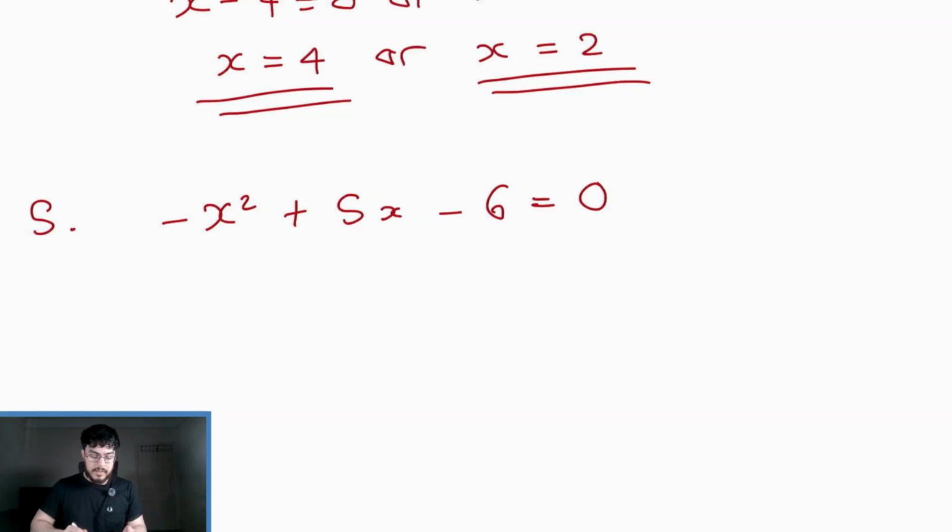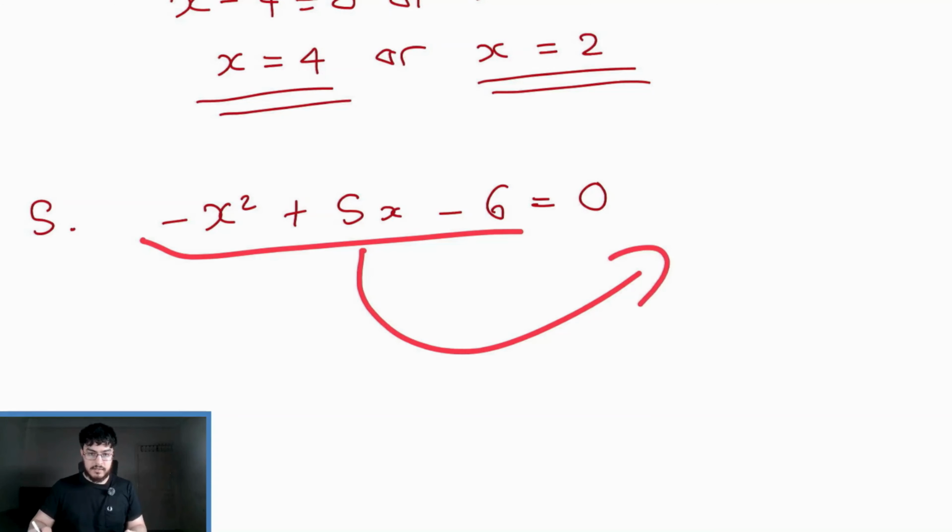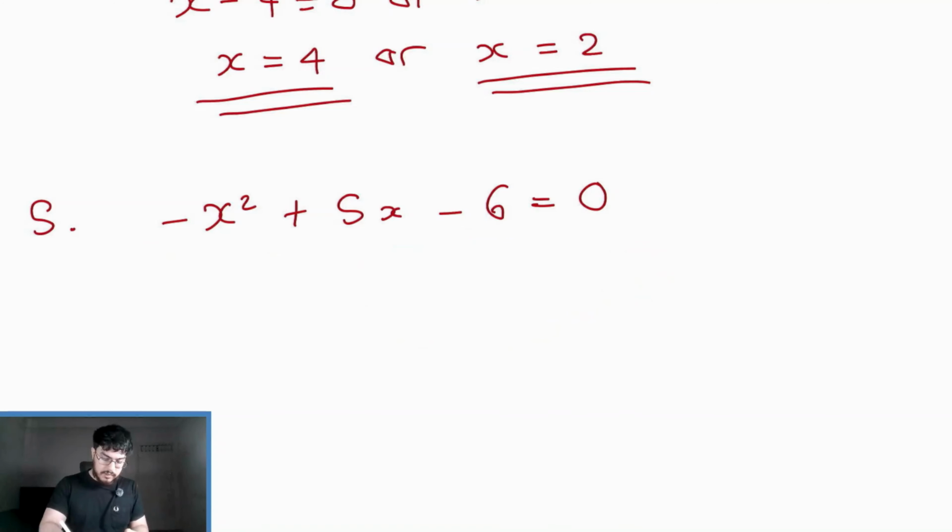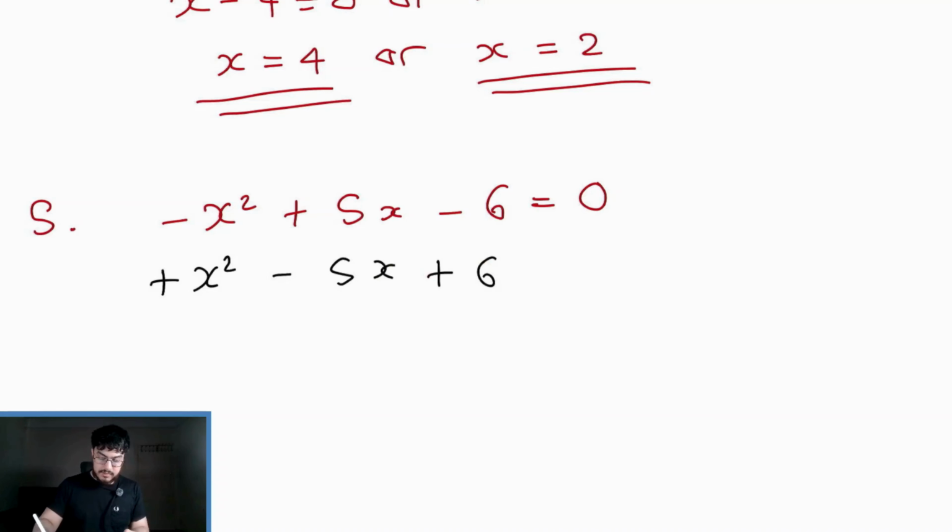So we want to make this x squared positive. The way we're going to make this positive is we're just going to subtract everything from here and take it to the other side. And so what that's going to look like is, well, we're going to add an x squared to both sides, we're going to subtract a 5x from both sides, and we're going to add a 6 to both sides. And so because we did it on the left, we have to do it to the right as well.